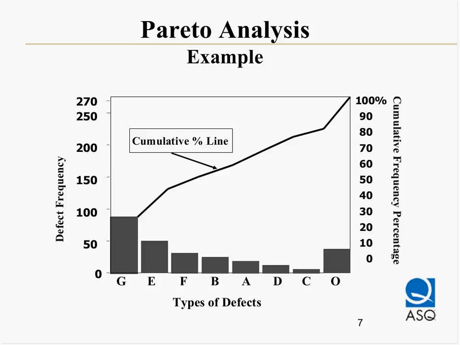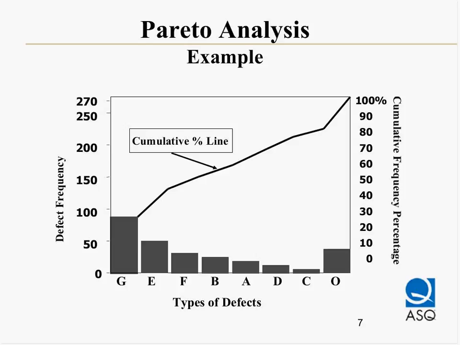And what we'll do is move to spread out, or stratify, that which is in the column and begin a process of that. We can see by the vertical bar for defect G that just under 100 defects have occurred. In E, approximately 50. But if you take a look at the cumulative percent line and the cumulative frequency percentage over on the right, you'll see that 100 defects for G is approximately 30% of all the defects occurring.